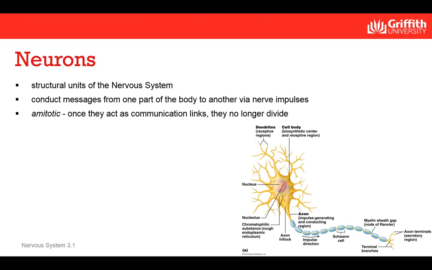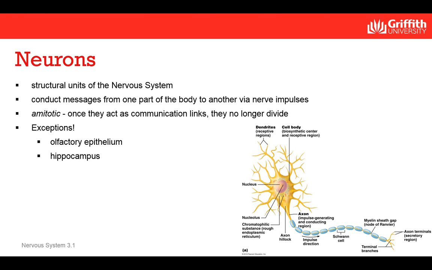Neurons are amitotic, which means once they assume their role as a communication link within the nervous system, they lose their ability to divide. Unfortunately, this means that neurons can't be replaced if they are destroyed. However, there are exceptions. Some stem cells contained in the lining of our nose in the olfactory epithelium and in the hippocampus of the brain have been found to produce new neurons throughout life.